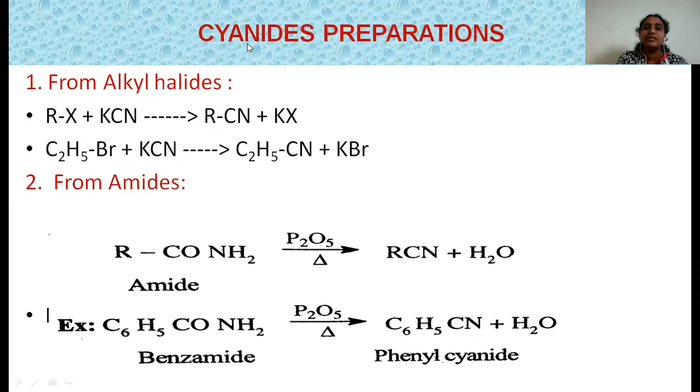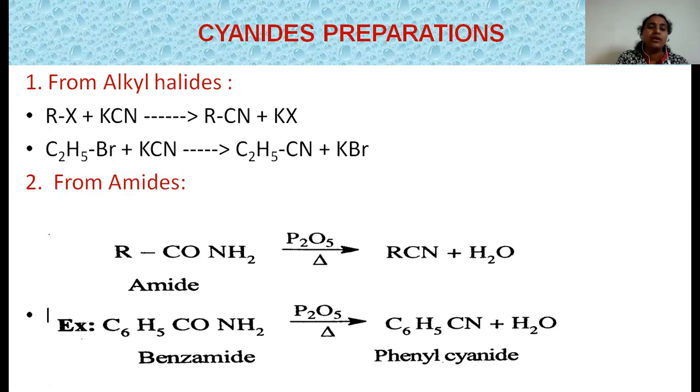And coming to the preparations of cyanides, first is the preparation from alkyl halides. Here, when alkyl halides react with potassium cyanide, in the alkyl halide R has a plus charge, whereas the halogen is a more electronegative atom, so the halogen gets the negative charge. Similarly, potassium cyanide is also in ionic form, so potassium dissociates as K plus, whereas cyanide dissociates as cyanide minus. So this compound undergoes a nucleophilic substitution reaction.